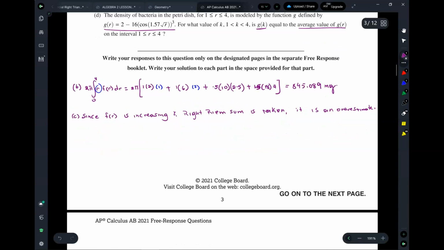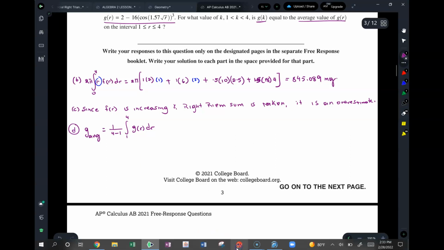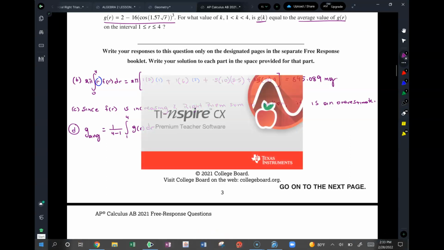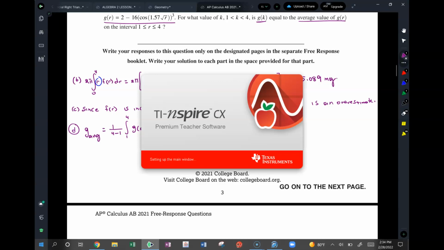So first, I want to find the average value of G. That's going to be 1 over B minus A, integral from 1 to 4 of G of R dR. Now, let me tell you something. G is a function that they gave you, so it's defined. They know what G is. You don't have to tell them what it is. It's fine to just write the integral and reference G of R like that. You don't have to write in the actual function.